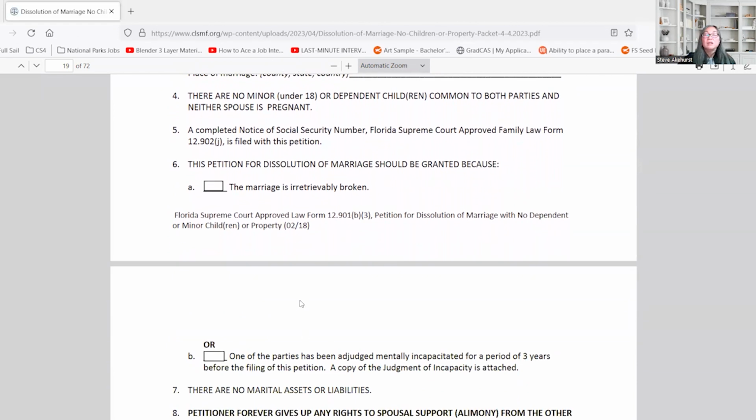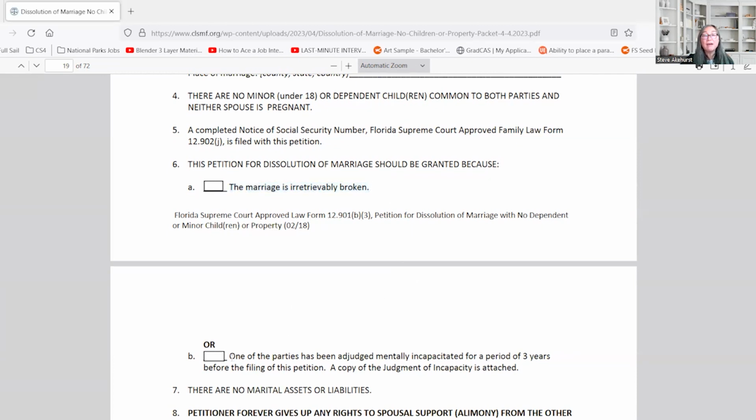You're saying the petition for dissolution of marriage should be granted because in the state of Florida, there are only 2 ways you could get divorced. One is whether the marriage is irretrievably broken. And 2, if the other party has been adjudged to be incompetent for 3 years. At this point in the state of Florida, we're in a no-fault divorce, so you could get a divorce, and that's what you will use. The marriage is irretrievably broken.